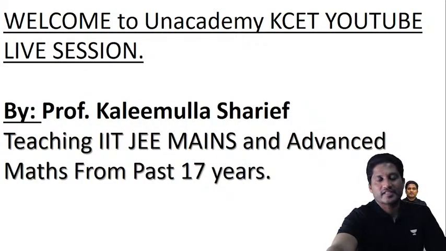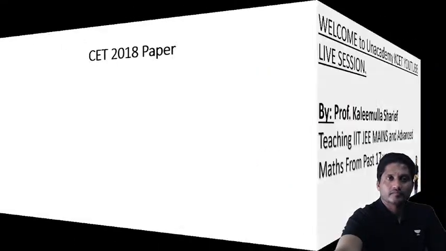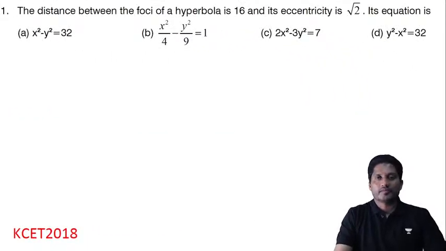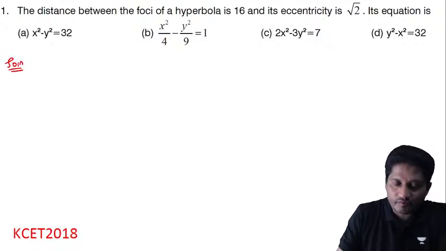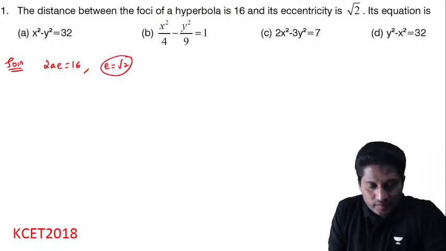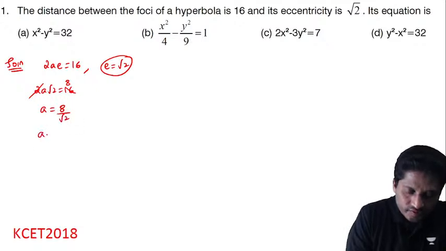Let us start with the KCET 2018 paper. The distance between the foci of the hyperbola is 16, and the eccentricity is root 2. Then what will be the equation? Distance between the foci of a hyperbola is 2ae, which is equal to 16, and the eccentricity is root 2. If I substitute here, I get 2a into root 2 is equal to 16. Cancel 2, 8 times a is equal to 8 divided by root 2, which is equal to 4 root 2.